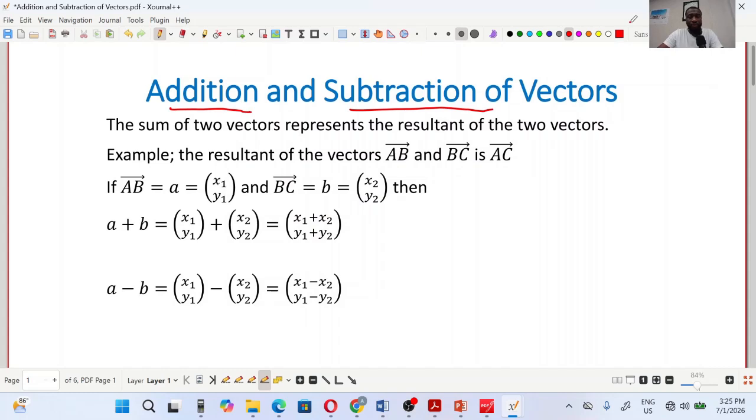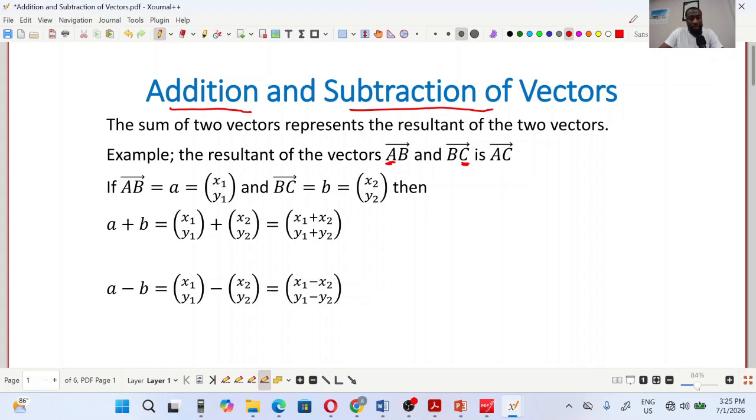The sum of two vectors represents the resultant of the two vectors. Example, the resultant of vectors AB and BC is AC, right? So usually the resultant vector is deduced. How to get a resultant vector? You just look at the beginning and the ending of the other vector, and that one is going to form the resultant vector.